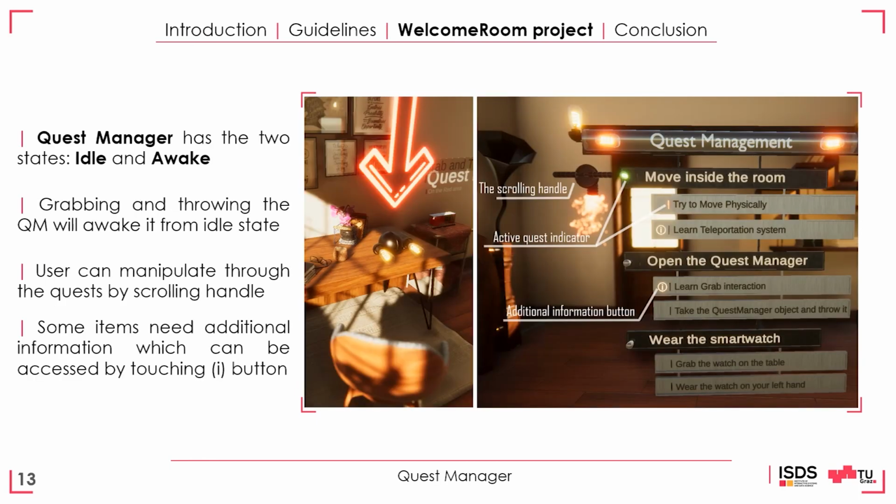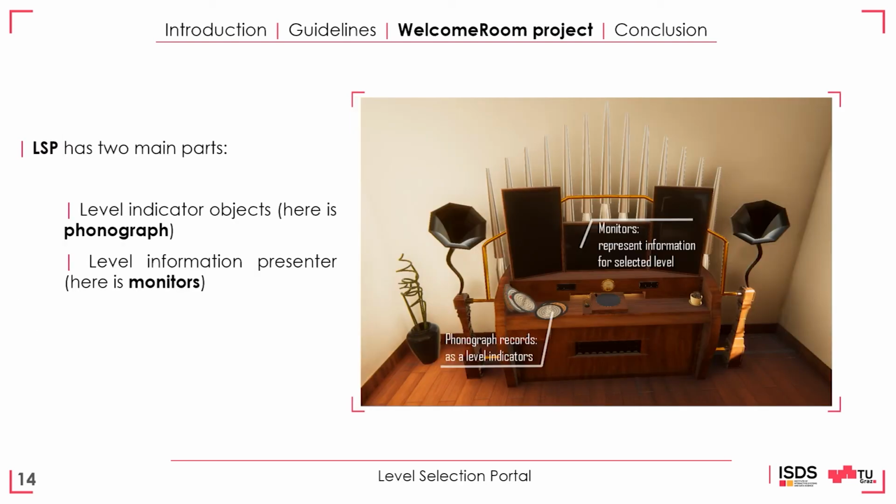Quest manager object contains a list of all tasks and their status. In this case, in order not to occupy the game environment with many text fields, we define idle and awake states. Grabbing and throwing the quest manager wakes it up from its idle state. We implement the level selection portal, which is an object for opening a portal or door to the next environment. In the current design, we have created a combination of monitors and gramophone that can provide visual and audio feedback.